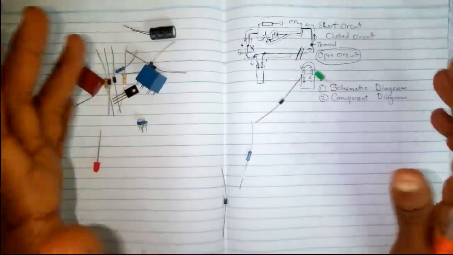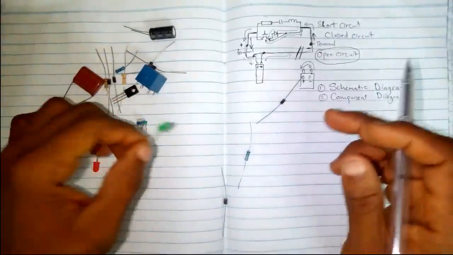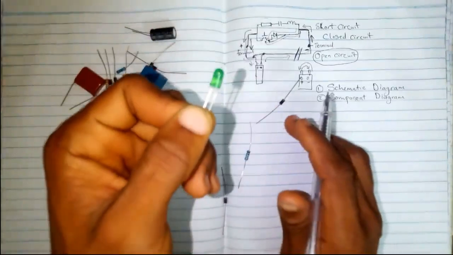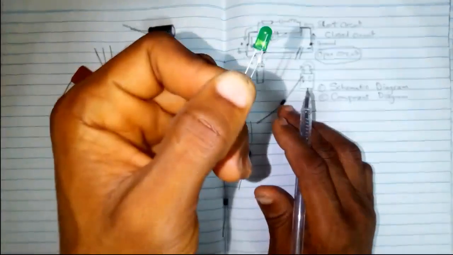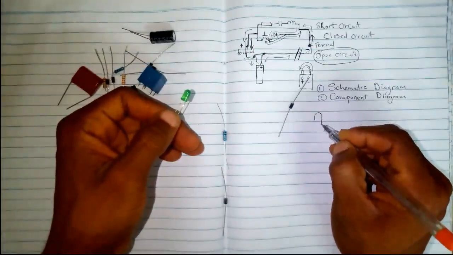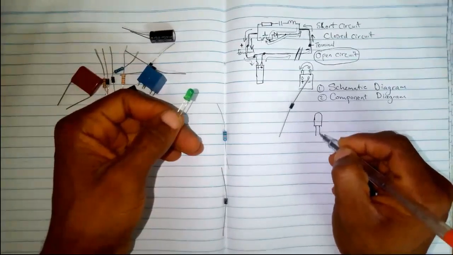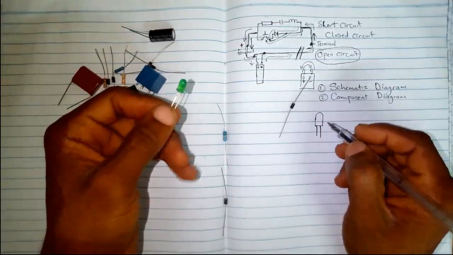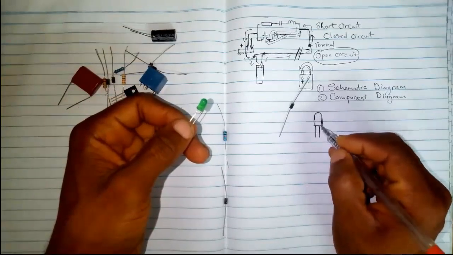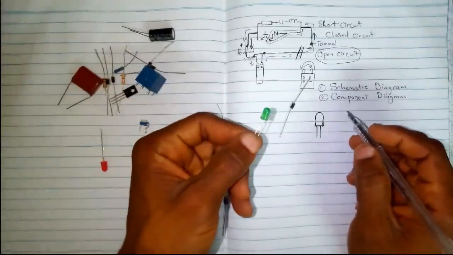So if I'm to represent these components in a book, I can either choose to draw it like this LED is. You can see how the LED is. So I can choose to draw it this way. You can see it looks exactly like what I'm holding in my hand. All right, it looks exactly like it.